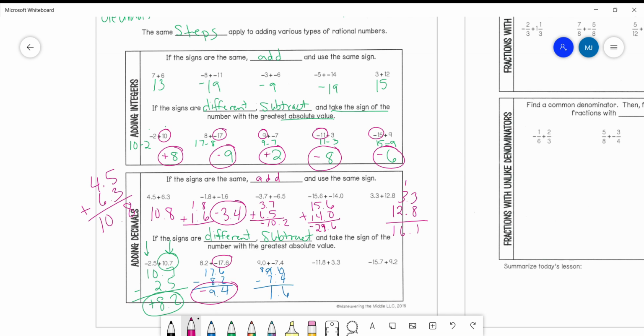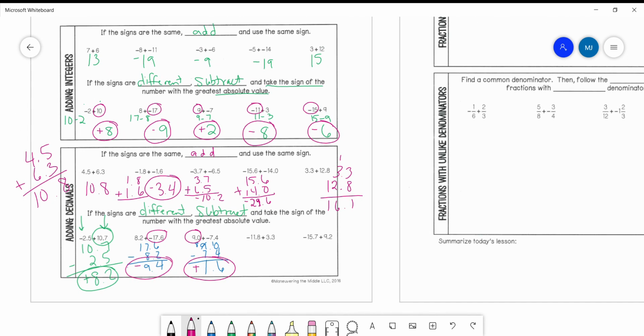Let's look at our absolute values. 9 has a greater absolute value. 9 is positive, so our answer is positive 1 6/10. You don't have to write the positive sign, but it's a good habit and it's not a bad thing. You can always be sure you included your sign if you put a positive there.